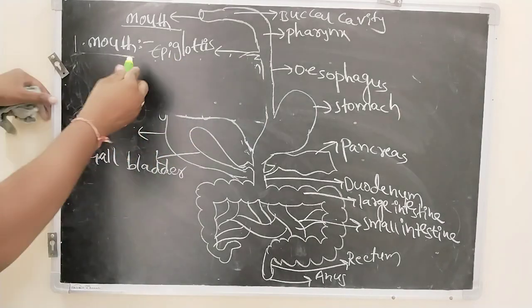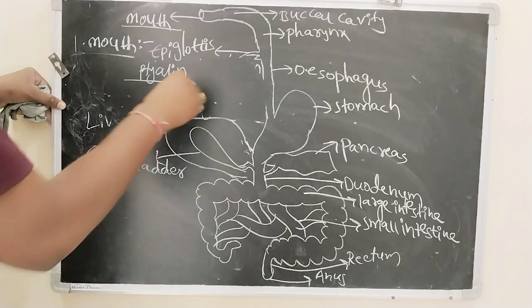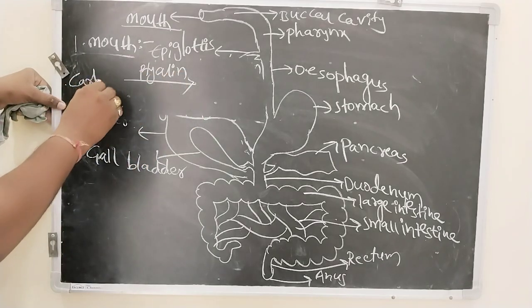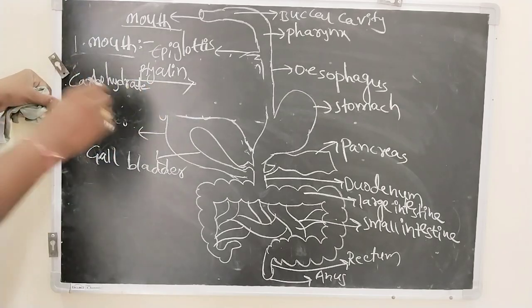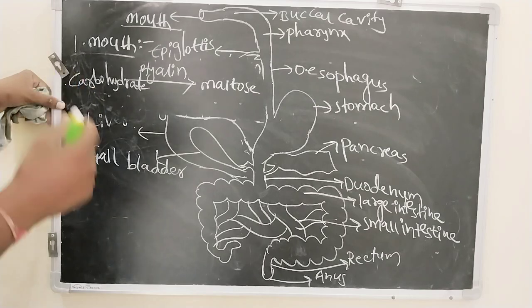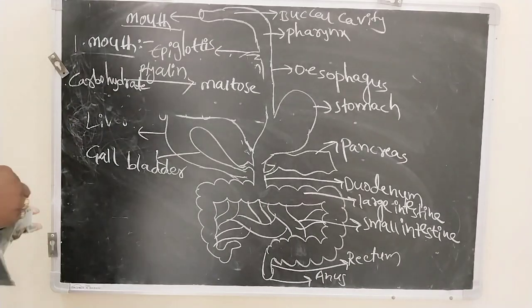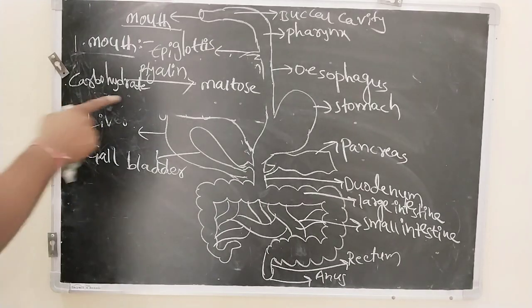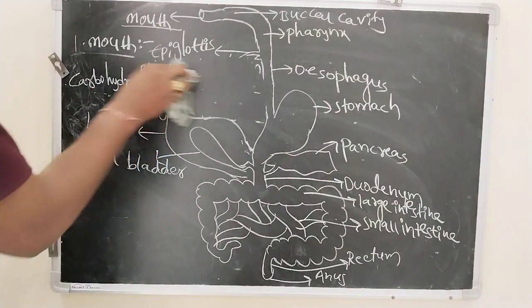Next, what is the function of salivary amylase? Salivary amylase or ptyalin converts the carbohydrates present in the food we have taken into maltose. And a muscular tongue is present in our mouth. That muscular tongue helps in identifying taste, and the tongue is voluntary in function. Carbohydrates are converted to maltose with the help of ptyalin or salivary amylase.